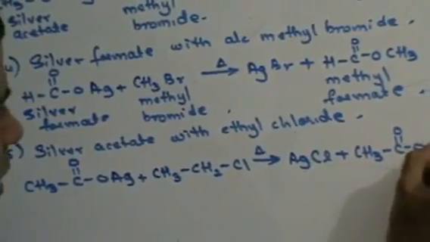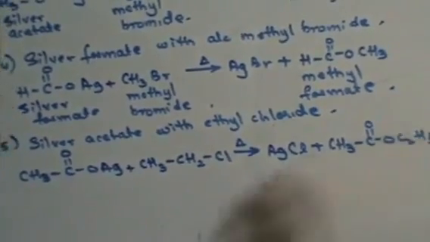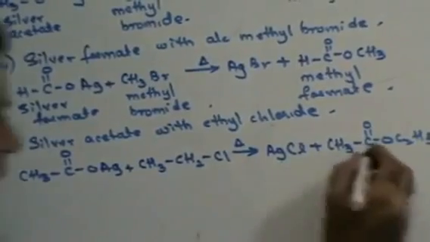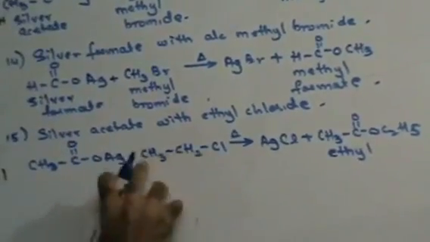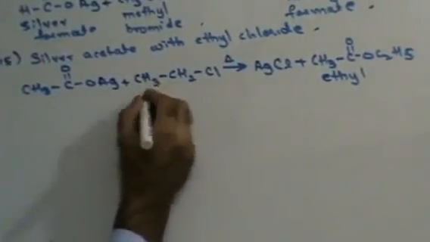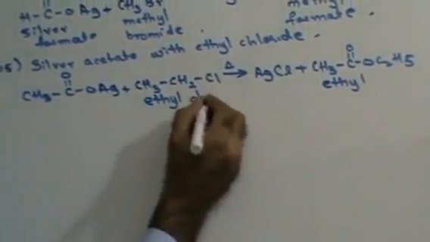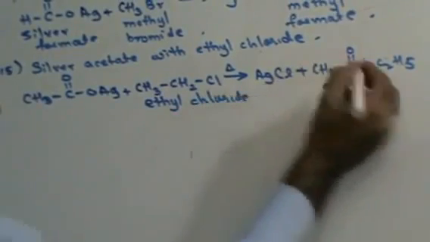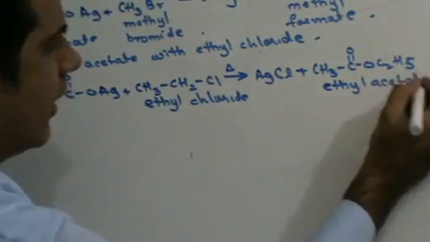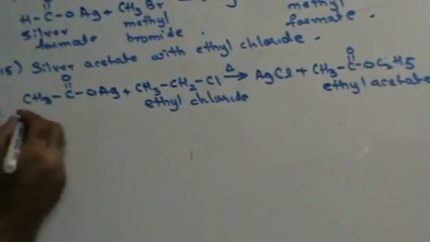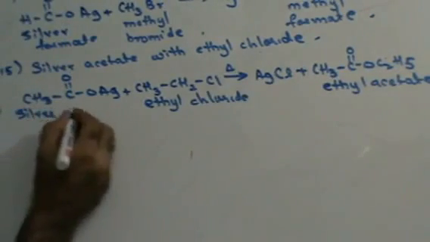This is CH3COO C2H5. C2H5 is nothing but ethyl. This is your C2H5 that I am getting from your ethyl chloride. So this is ethyl, and CH3COO is acetate, so you will get ethyl acetate. This is silver acetate.